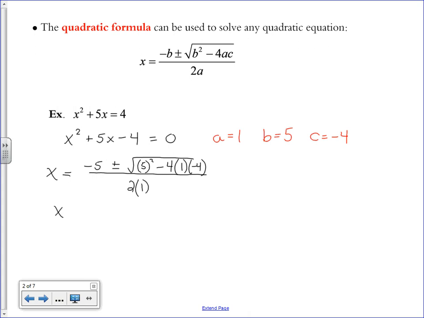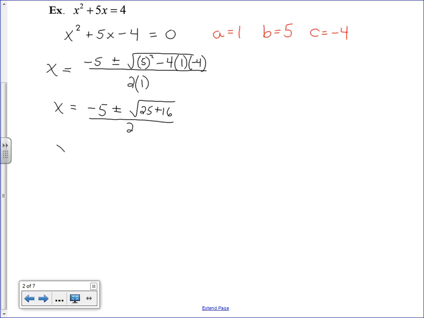Simplify what's underneath the square root sign first. So 5 squared is 25. Minus 4 times 1 times a negative 4 is like saying minus a negative 16. So we'll say plus 16. And we can simplify the denominator as well, 2 times 1. Continue simplifying what's underneath that square root: 25 plus 16.